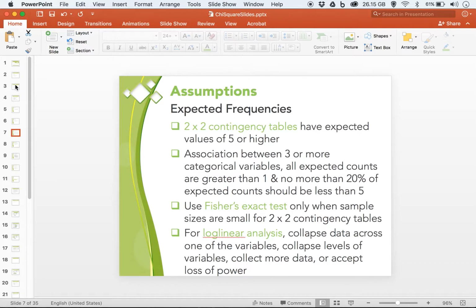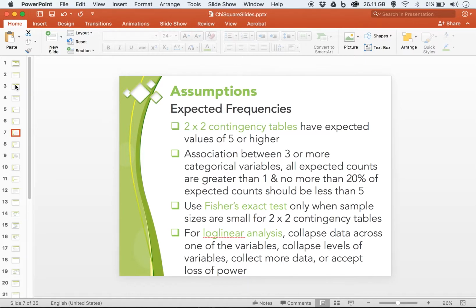And with a 2 by 2 contingency table, no expected value should be below 5. And in the larger tables, like in the log linear analysis, when we're looking at associations between 3 or more categorical variables, the rule is that all the expected counts should be greater than 1, but no more than 20% of all of the expected counts should be less than 5. And if you have categories in your 2 by 2 contingency table with less than 5 counts, then you might need to consider using Fisher's exact test for your analysis.